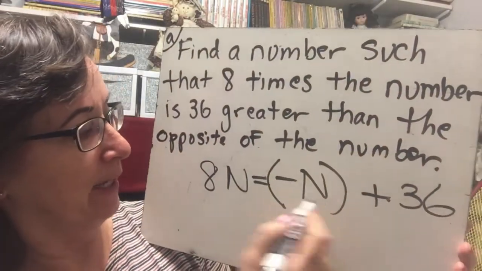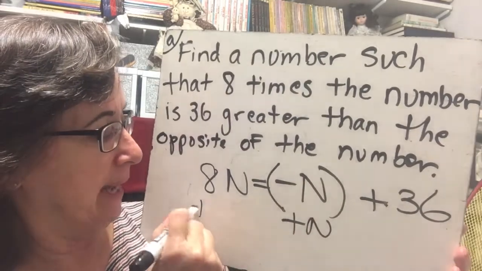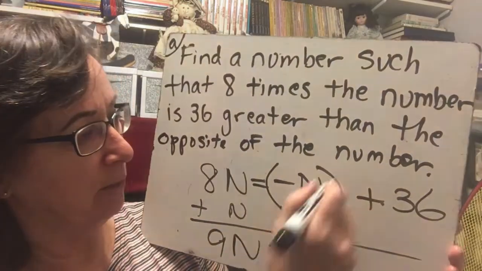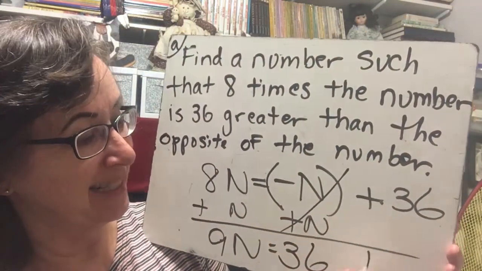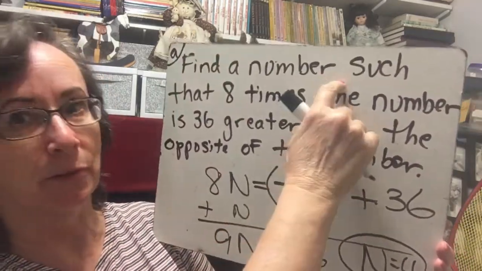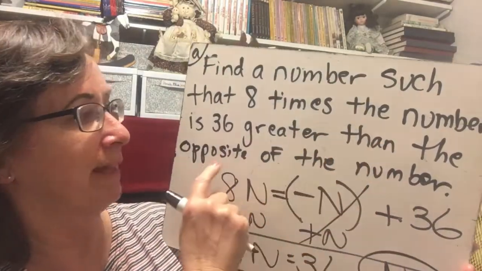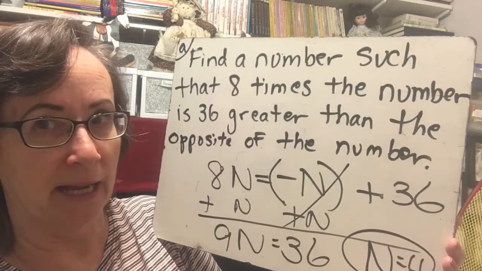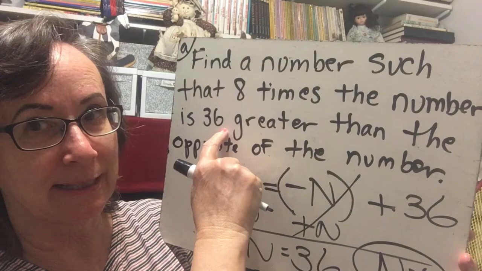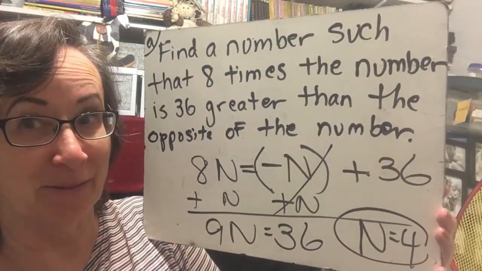So we've got a negative n and an 8n, but we only want n's in one place. So let's add an n and add an n. We have 9n is equal to 36. That means n is 4. Okay, let's check it out. 8 times 4 is 32, and 36 greater than the opposite of the number, which would be negative 4: negative 4 plus 36 is 32, so it works.